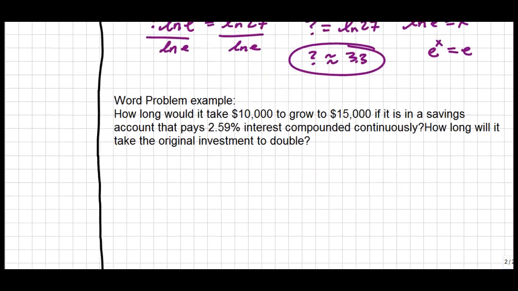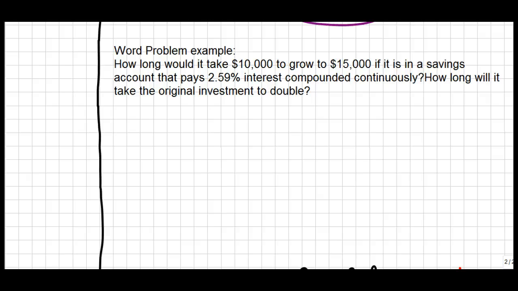Let's finish up now with a word problem. I'll give you a moment to read through it and look at it. So how long would it take $10,000 to grow to $15,000 if it's in a savings account that pays 2.59% interest compounded continuously? How long will it take the original investment to double?